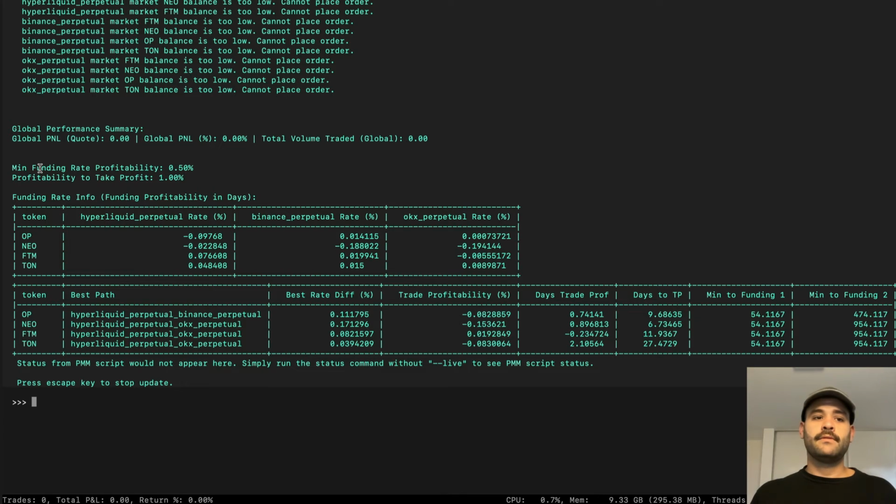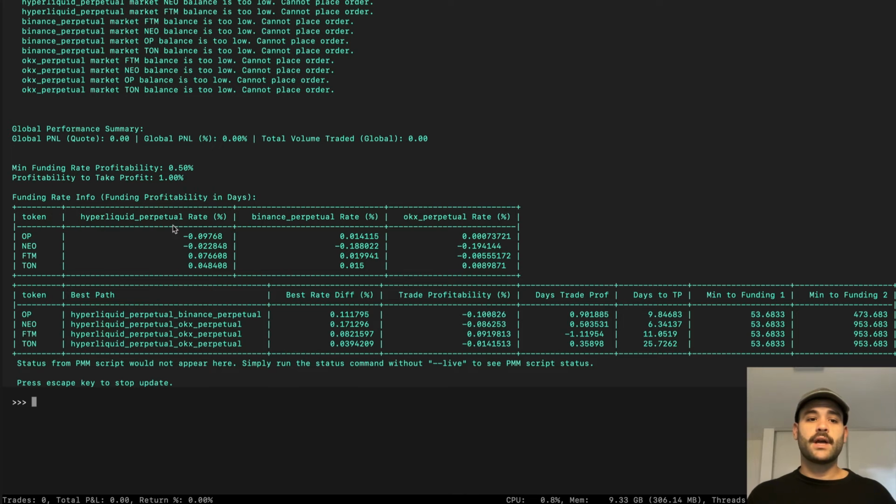So we have min funding rate profitability. We are looking for 0.5%. About the balance, don't worry. These are warnings because the bot was more designed for spot. We are working on improving this, but don't worry. Profitability to take profit is 1%. And we have the funding rate info for each token and each exchange.